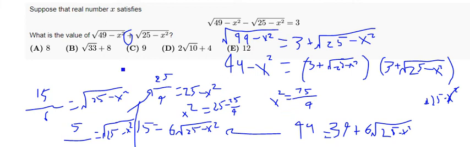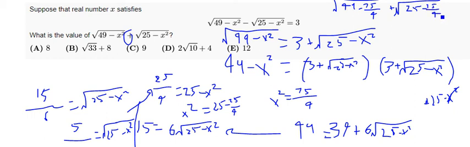Okay, so we have 49 minus 75 over 4. So we have the square root of 49 minus 75 over 4, plus the square root of 25 minus 75 over 4. And what is that equal to?